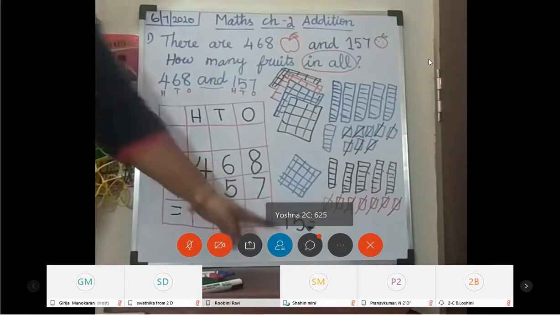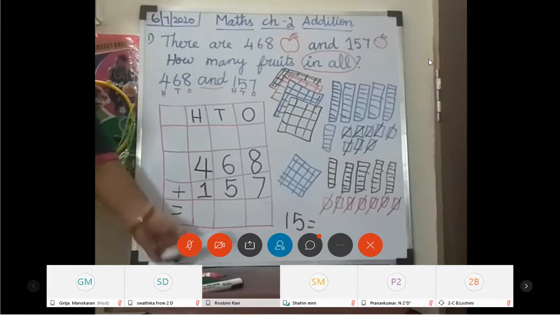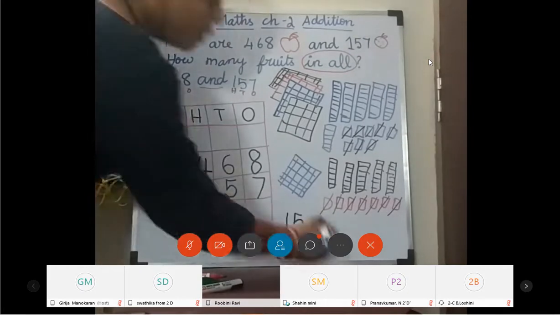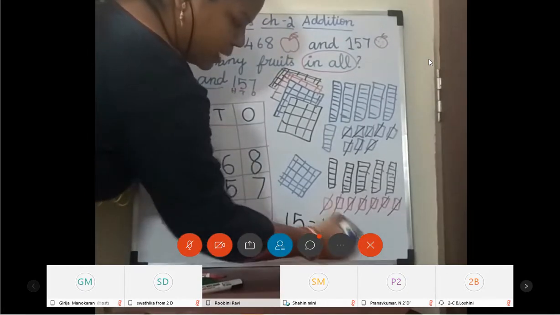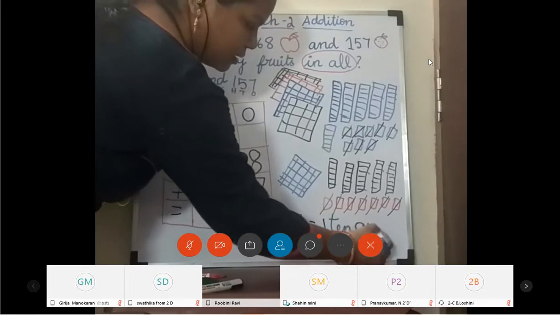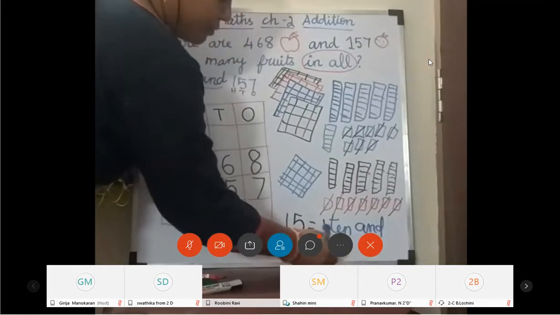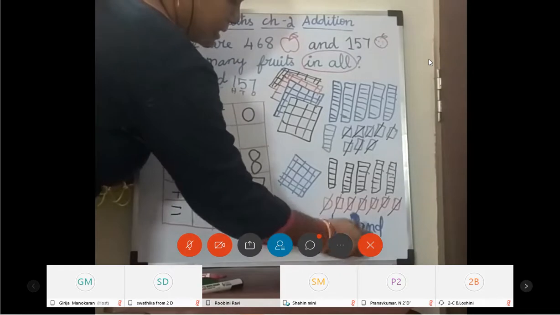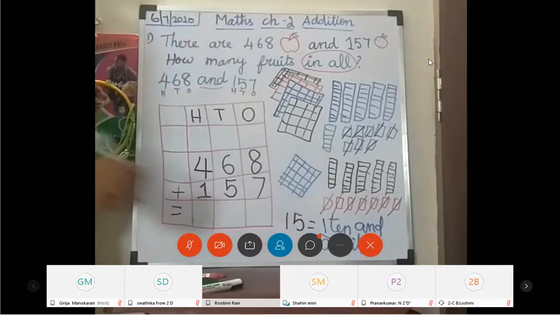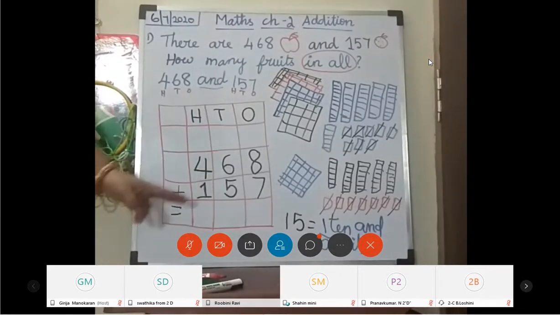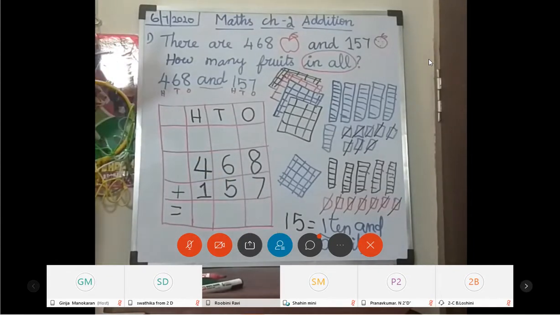Now, 15 is equal to what? 1 ten and 5 units. One second, my dear. 1 ten and 5 units is equal to what? 15. 1 ten plus 5 units is 15, right?